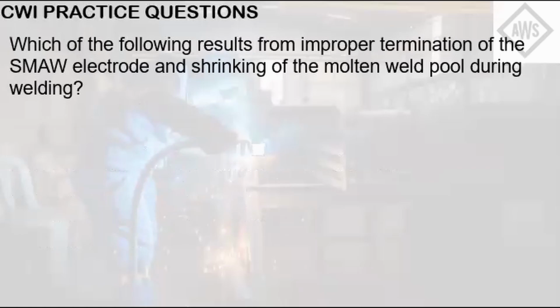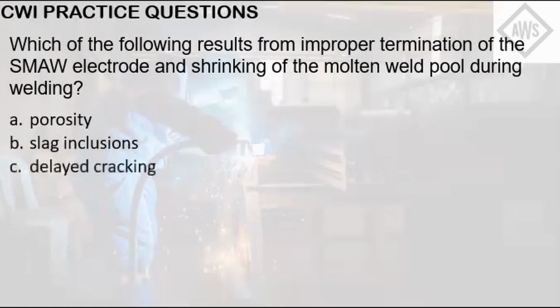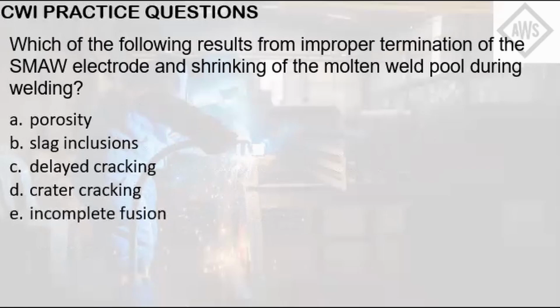Which of the following results from improper termination of the SMAW electrode and shrinking of the molten weld pool during welding? Letter A, porosity. Letter B, slag inclusions. Letter C, delayed cracking. Letter D, crater cracking. Letter E, incomplete fusion.